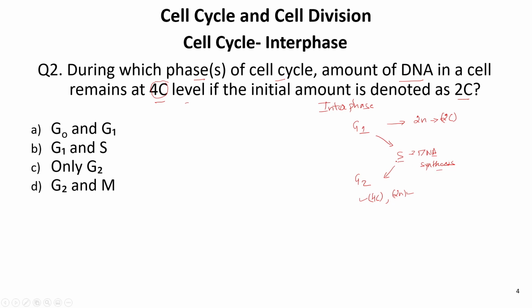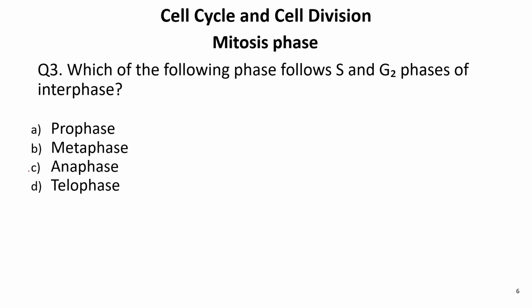So the options are G0 and G1, G1 and S, only G2, and G2 and M. So what should be the answer? DNA concentration at G2 will be 4C, but the chromosome number will be 2N. So the answer should be only G2. Now coming to the third question.